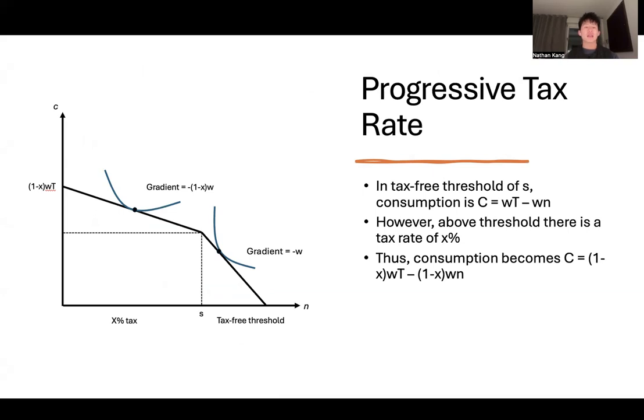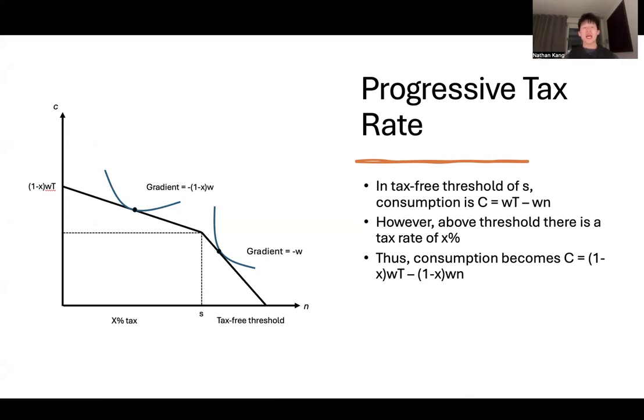So if we look at the tax-free threshold, which is below S, consumption is still equal to WT minus WN. So the gradient of the budget line is still equal to negative W. However, after implementing our tax rate, the gradient of the budget line decreases because it's being multiplied by that 1 minus X term, where X is in between 0 and 1. So this flattens out our gradient line.